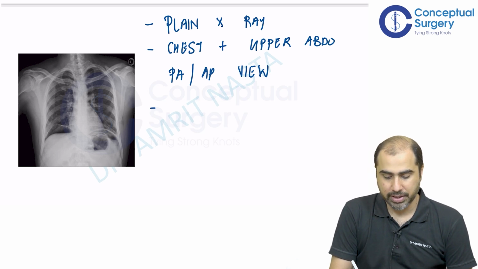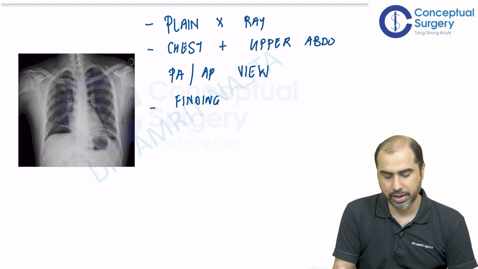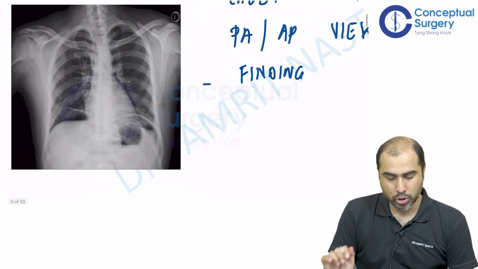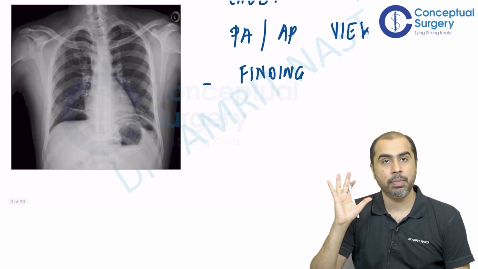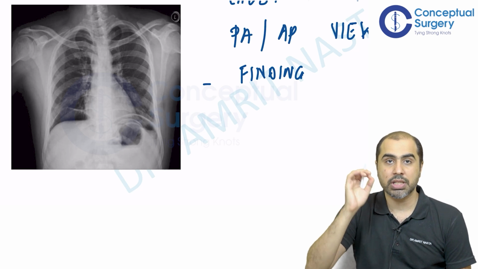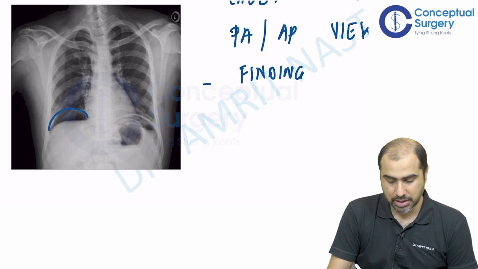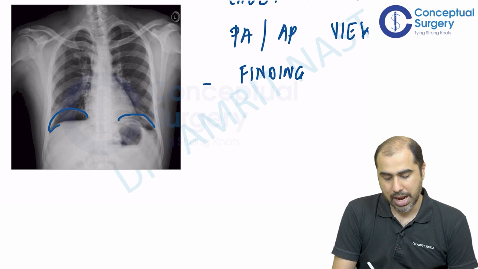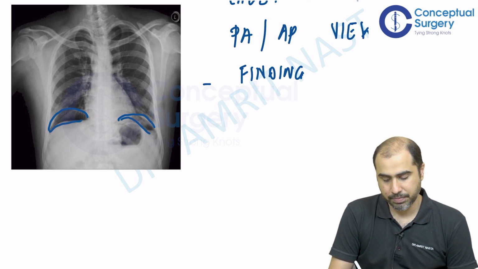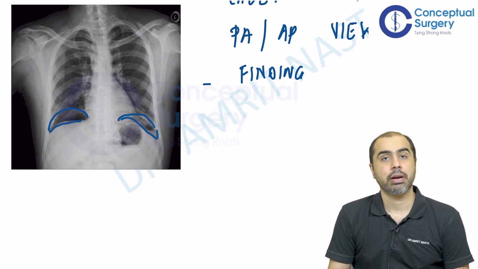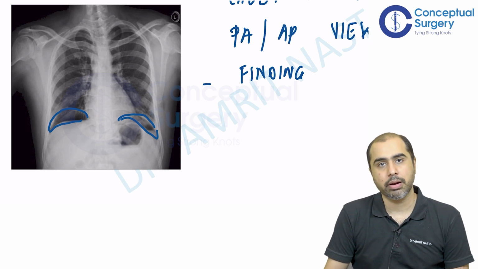Tell the positive finding. Now, what do you see in this X-ray? What is the positive finding? Very important. You should be able to see this from a mile. What you are seeing here, this is the right dome of the diaphragm. This is the left dome of the diaphragm. There is a black area underneath. That black area underneath is nothing but free air under the diaphragm.